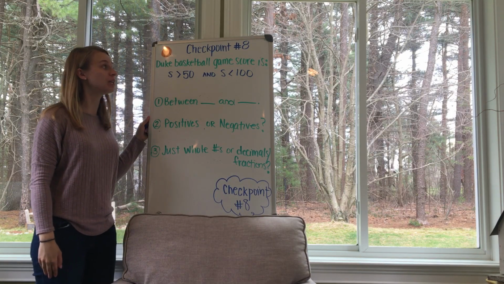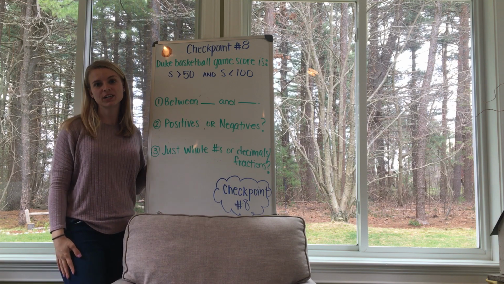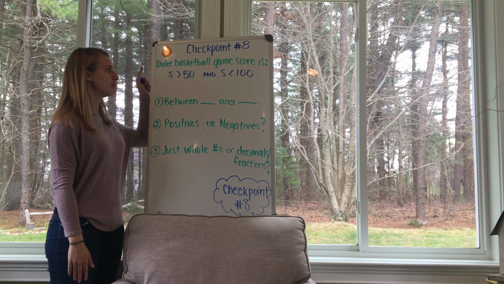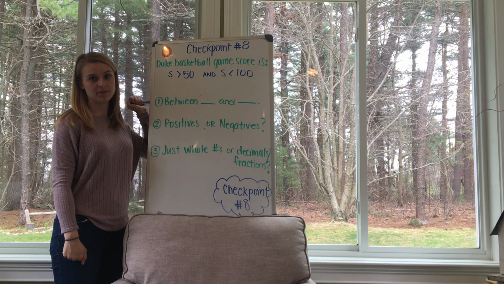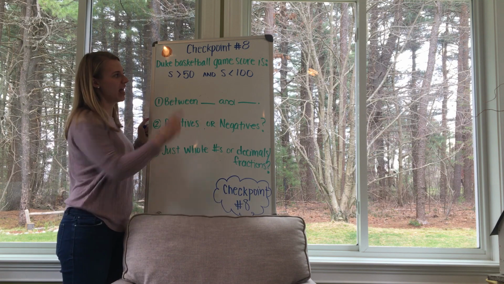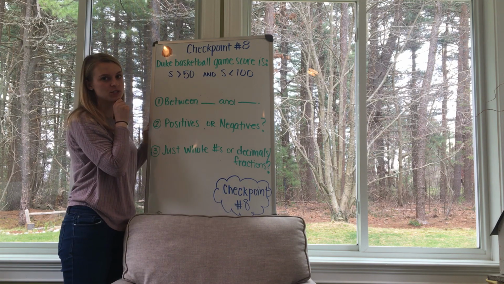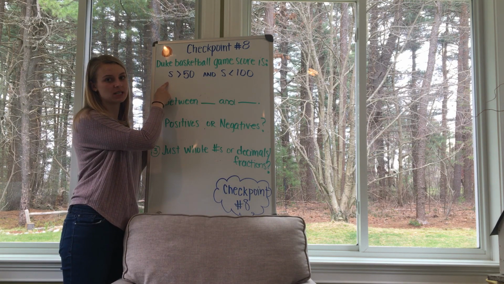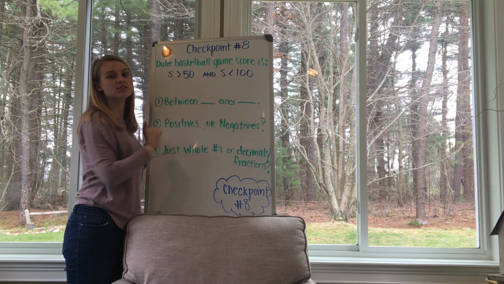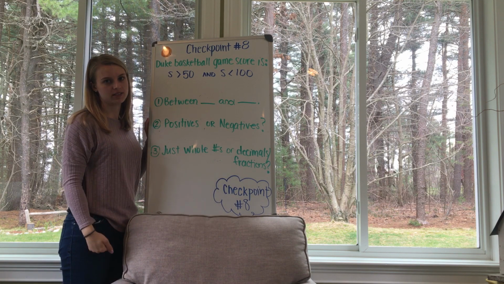Today we're going to go over what you need for checkpoint number 8. We're going to talk about one of my favorite things, which is Duke basketball. So my example today is a Duke basketball game. Duke scored S is greater than 50 and S is less than 100. So in this case, S is the score of the basketball game and the score is greater than 50. And then S is less than 100, so the score is less than 100 points.